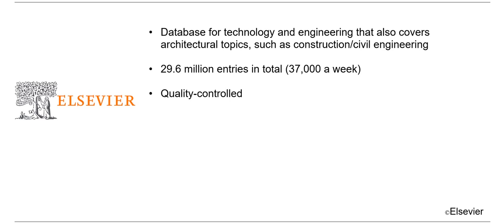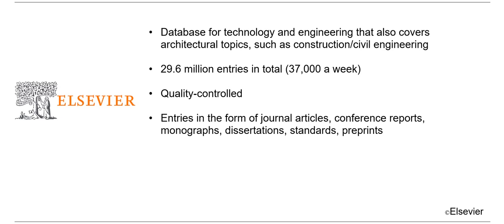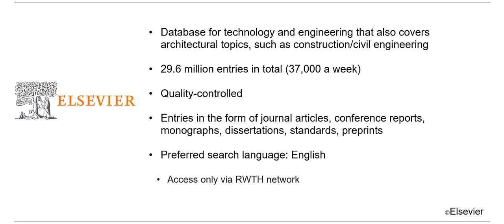The scientific entries are quality controlled and, in part, peer-reviewed. The database contains literature in the form of journal articles, conference reports, monographs, dissertations, standards, and preprints. When working with the Compendex database, it is best to search with English terms instead of German terms to maximize your results. Please note, the database is accessible only via the university network.